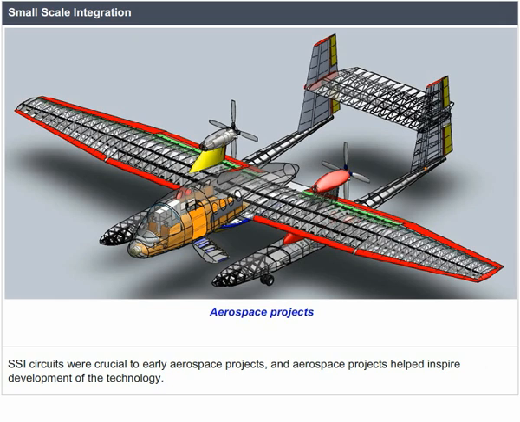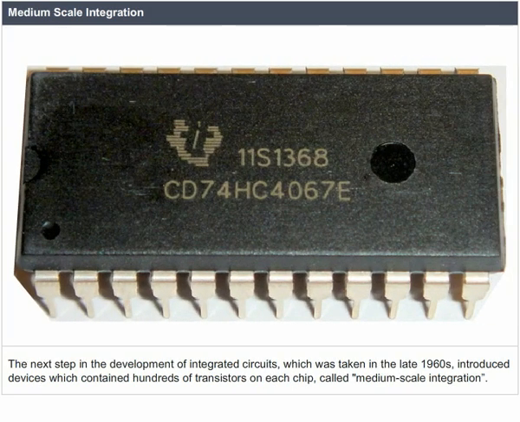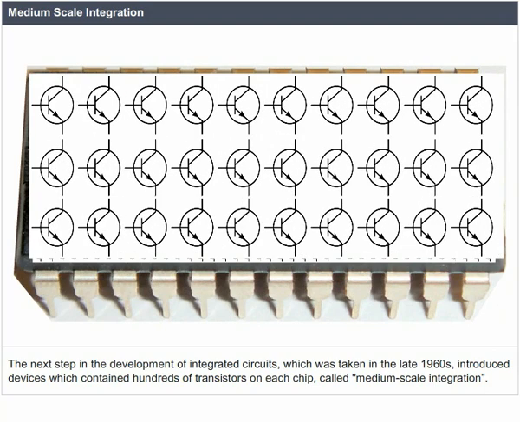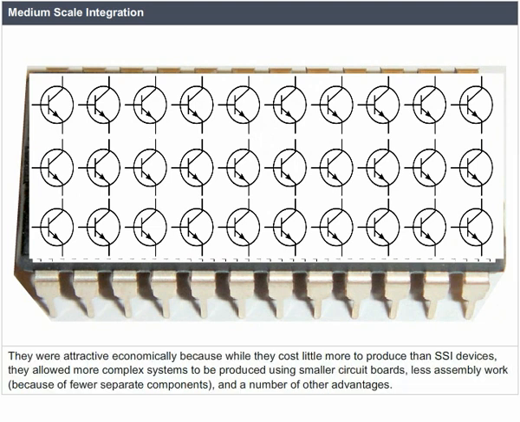Medium scale integration. The next step in the development of integrated circuits, taken in the late 1960s, introduced devices which contained hundreds of transistors on each chip, called medium scale integration. They were attractive economically because while they cost little more to produce than SSI devices, they allowed more complex systems to be produced using smaller circuit boards, less assembly work, and a number of other advantages.